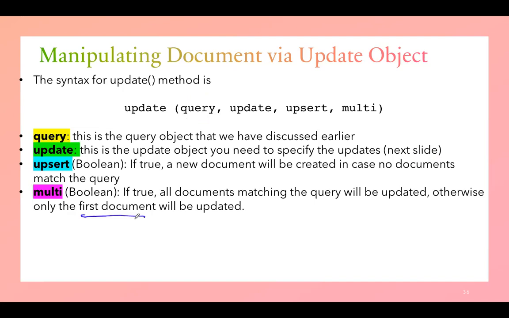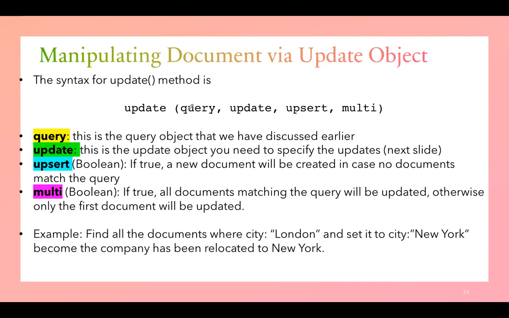Okay, let's say I'm doing a query, and that query basically satisfies 10 documents in that collection. So if I keep this true, then this update will be executed on all 10 of those documents. If I keep this false, this update will happen only in the first document. Okay. That's the idea.